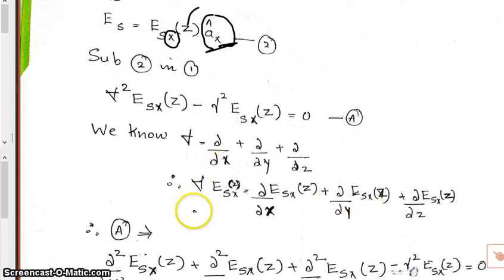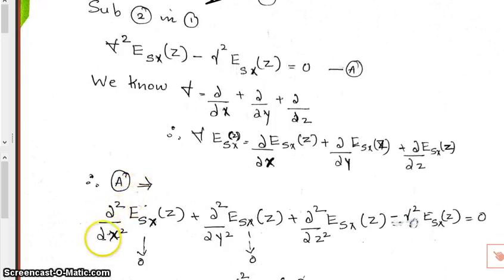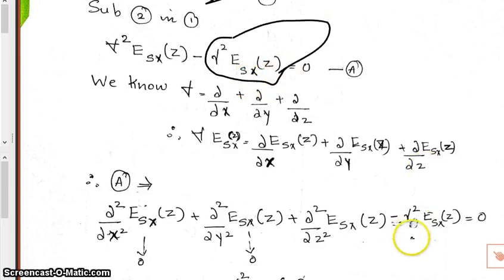Then I am going to substitute this del of Esx of z in equation A. So again write dou square by dou x square of Esx of z plus dou square by dou y square Esx of z plus dou square by dou z square Esx of z minus this term, which one? Minus gamma square of Esx of z, that is written here, is equal to 0. Instead of del square Esx of z I have written this.